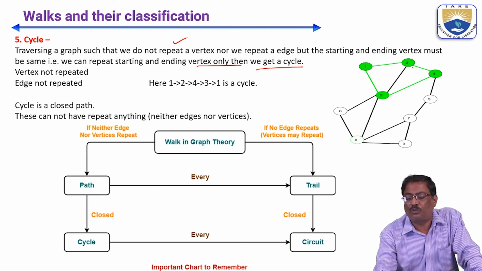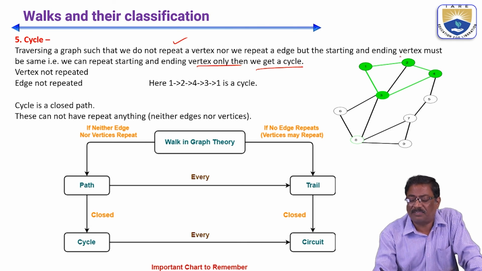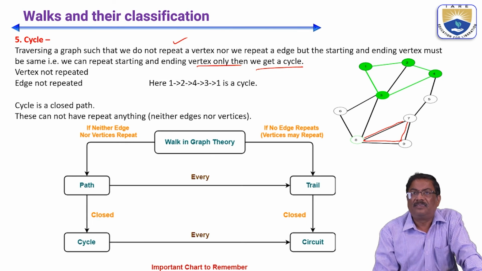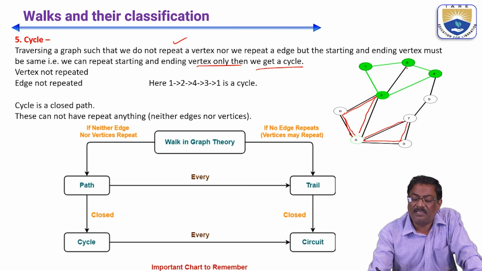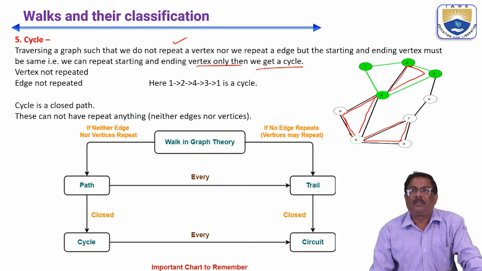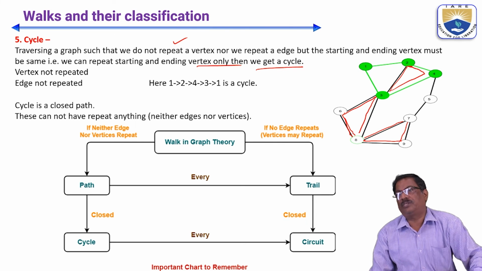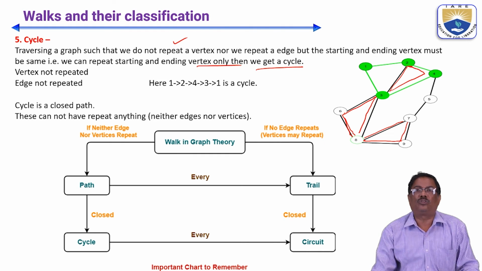So here let us say 1 to 2, 2 to 4, 4 to 3. This is one cycle. Suppose if I consider it like this, this is another cycle. Like this, this is another cycle. So in the cycle, the beginning vertex is equal to the ending vertex, and the other vertices and edges are not repeated anywhere. So a cycle is a closed path.